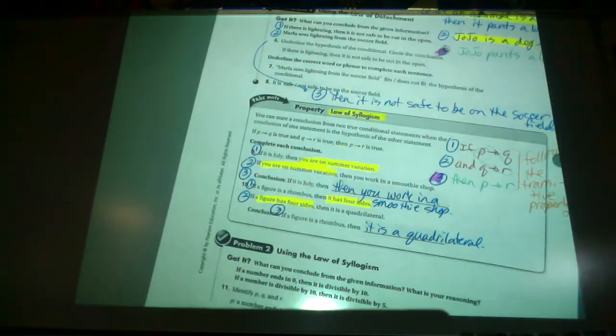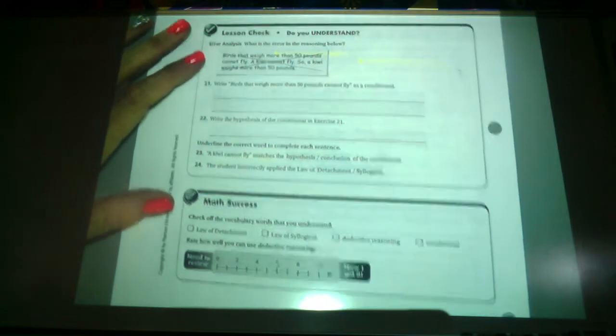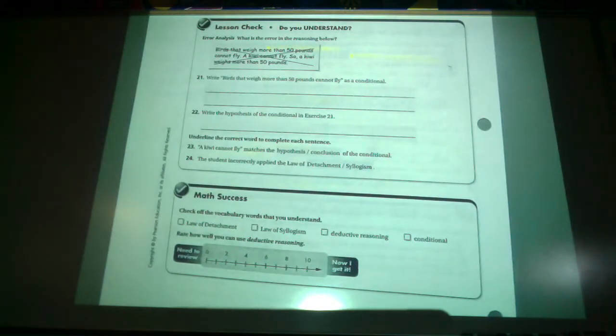Alright, so now let's look at the back. We don't care about 19 and 20. So let's look at this particular statement that a student came up with, and it is wrong. Birds that weigh more than 50 pounds cannot fly. A kiwi cannot fly. Now, a kiwi is not a fruit in this instance. I will admit that I was like, a kiwi cannot fly? A kiwi's a bird.